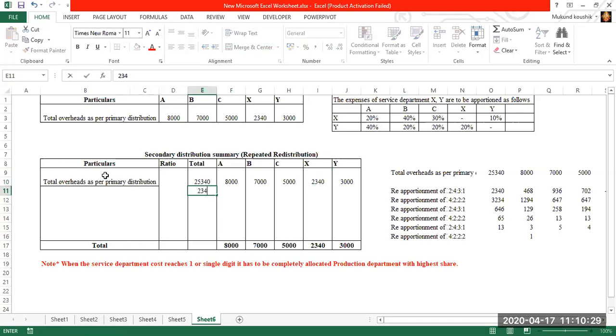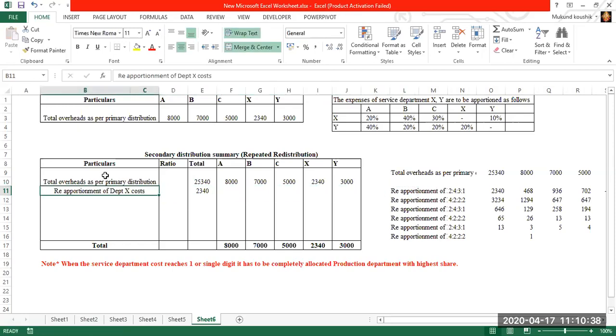So 2,340 we have to reapportion. Whenever we are reapportioning, we have to write from which department we are doing this reapportionment. So reapportionment of department X. First we will start with department X cost. Whatever overheads cost we have in department X, first we have to allocate this one.